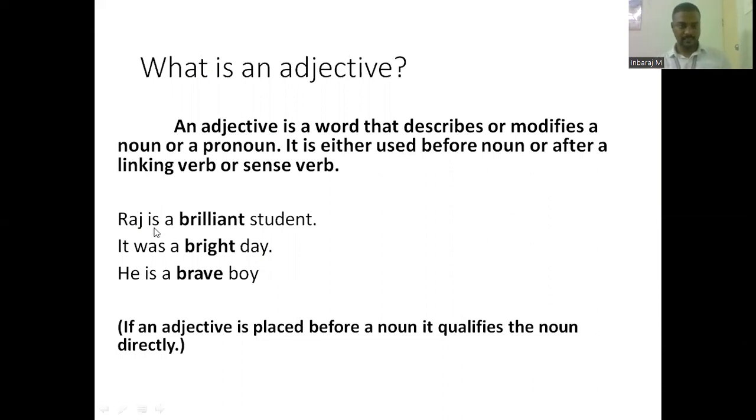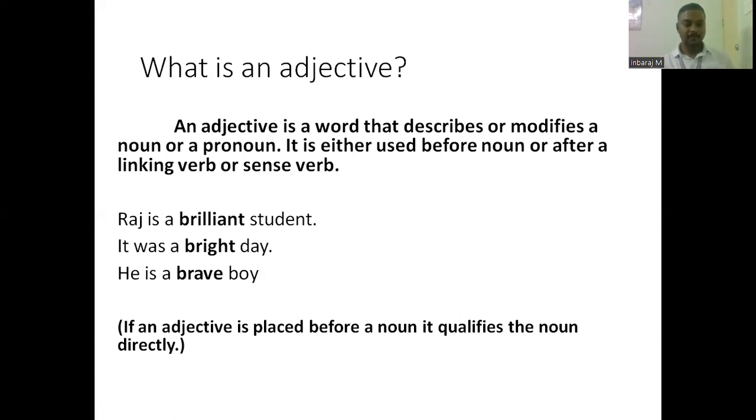Look at these sentences. Raj is a brilliant student. Here in this sentence, brilliant is the adjective and student is the noun. So this adjective brilliant describes the noun student. And the next sentence, it was a bright day. So the adjective is bright and the noun is day. So the adjective bright modifies. It describes how the day was. The day was so bright.